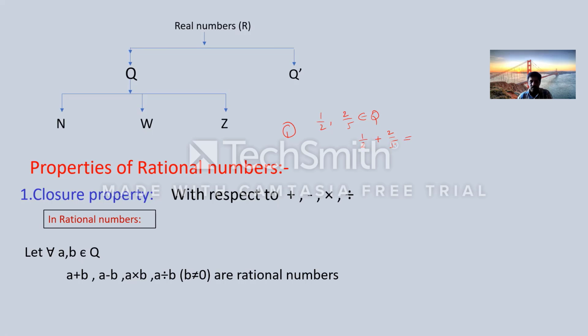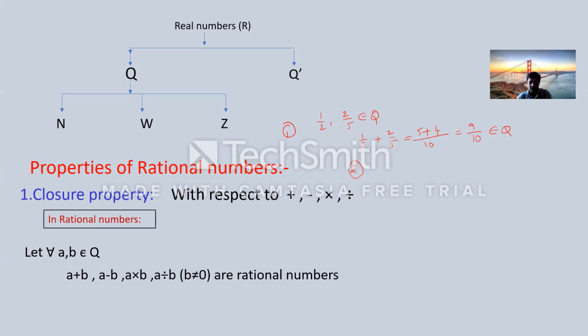LCM of 2 and 5 is 10. Now, how many times of 2 is 10? 5 times. 5 into 1 is 5, plus how many times of 5 is 10? 2 times. 2 into 2 is 4. Now, 9/10, which is a rational number. So, rational numbers satisfy closure property with respect to addition.